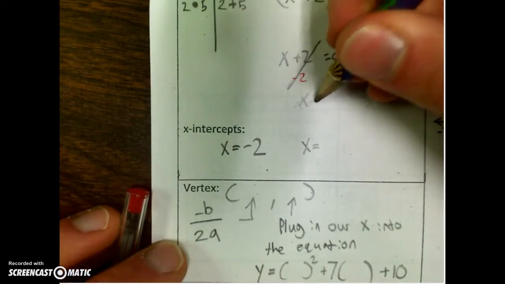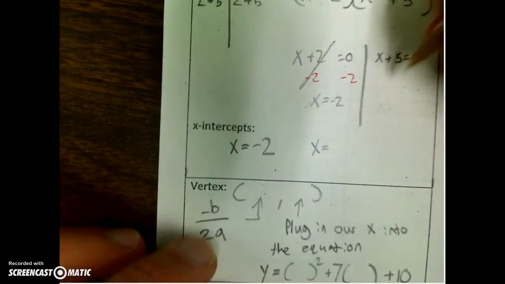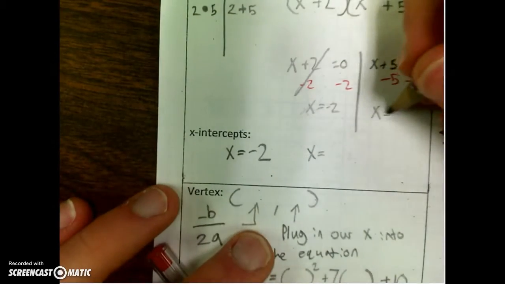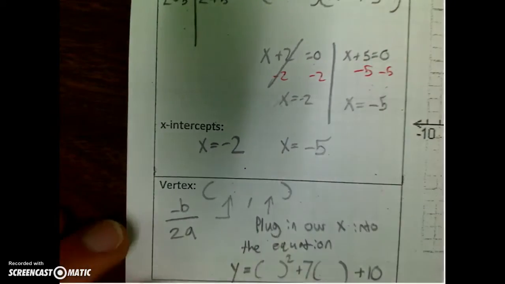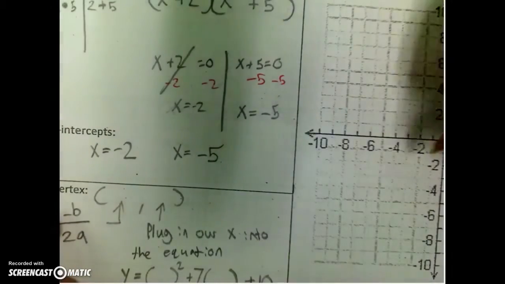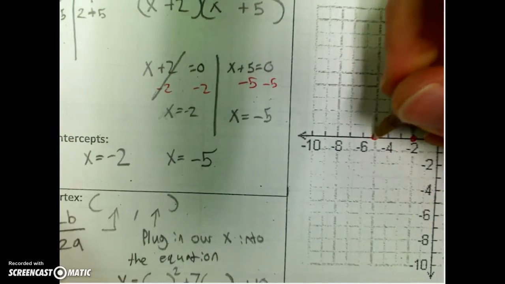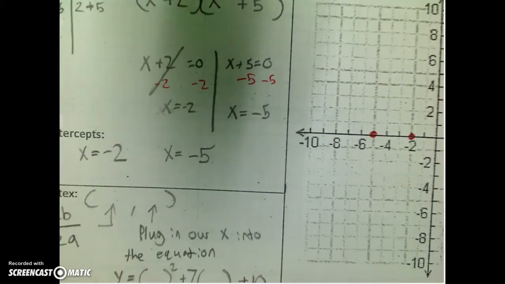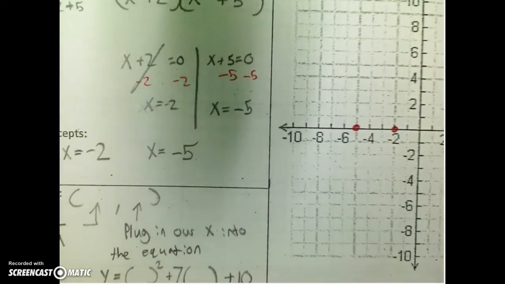All right, that's what we get here. Now on this one, we'll subtract a 5 from both sides, and we'll get that our x is equal here to a negative 5. All right, so on our graph, we see that one of my x-intercepts is at a negative 2. One of our x-intercepts is at a negative 5. We also know that our vertex is going to be halfway in between our two x-intercepts.